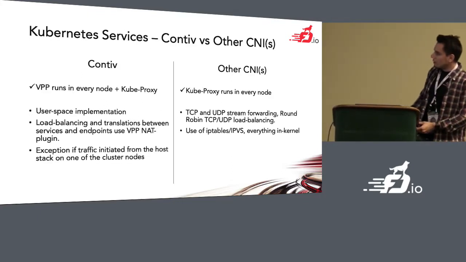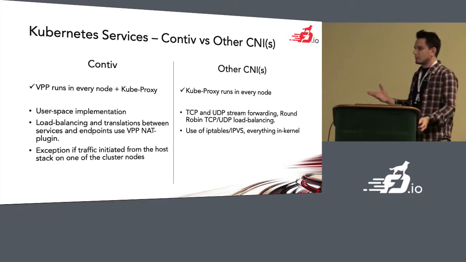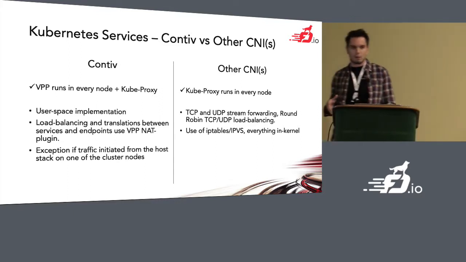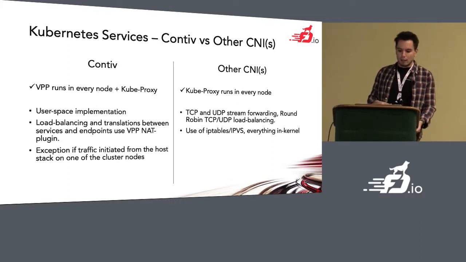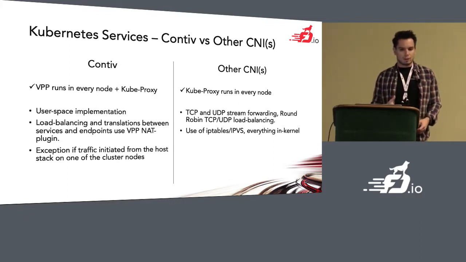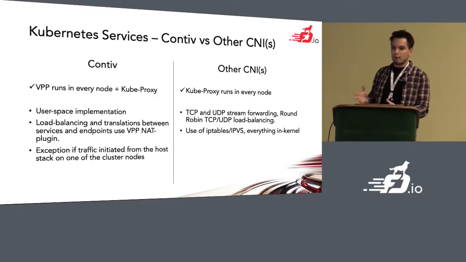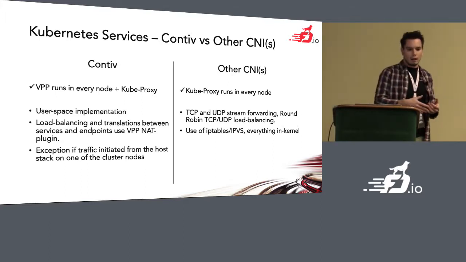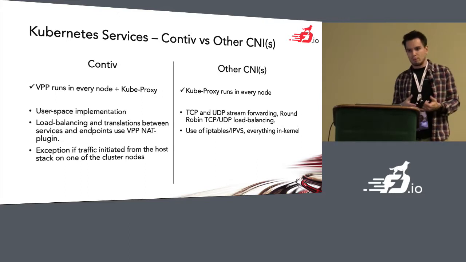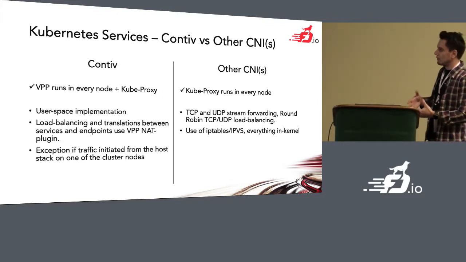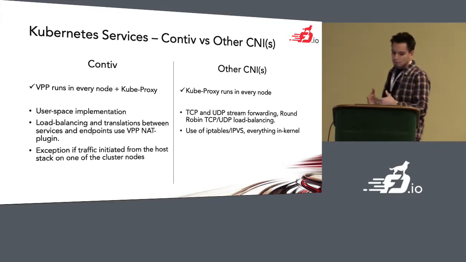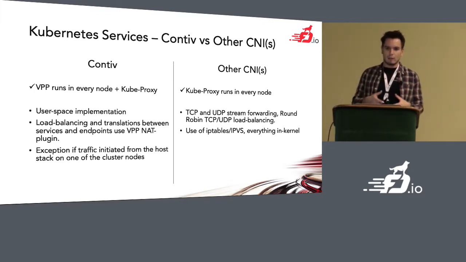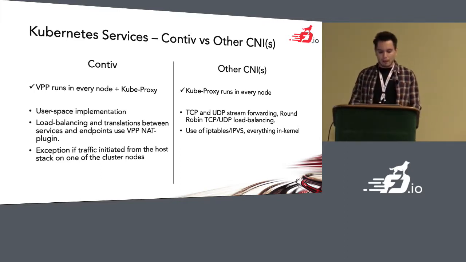Now, the difference between a typical CNI implementation and Contiv.VPP, which is another CNI implementation, is the use of Kubernetes Proxy. So in every other Kubernetes CNI that is available right now, they pretty much use Kubernetes Proxy to do services. And Kubernetes Proxy is fine, but it's not as fast as doing it inside VPP.